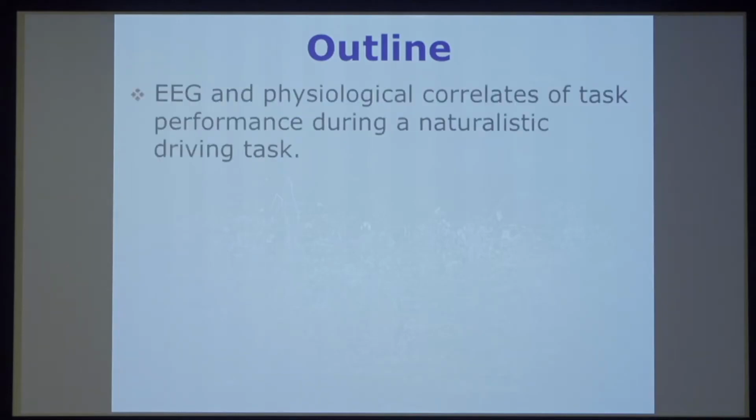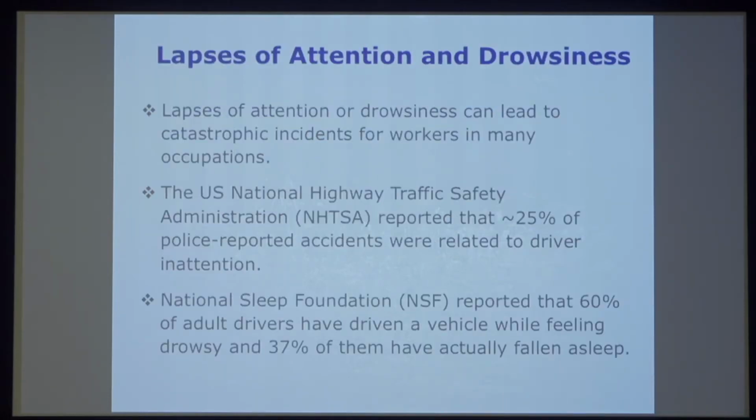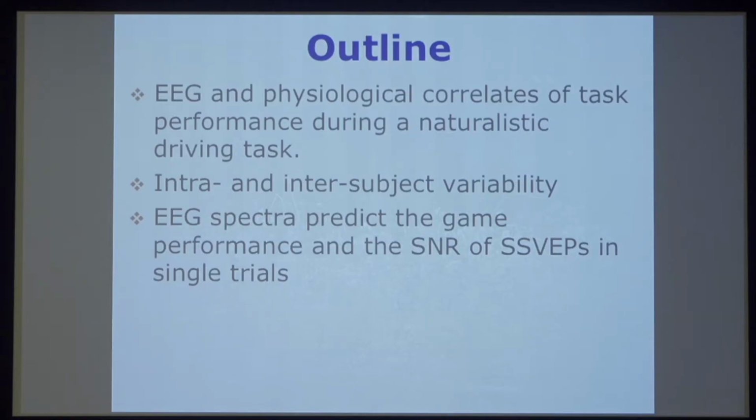The next slide shows the outline of my talk. The first and second parts are going to focus on human performance. Particularly, I want to narrow down what I'm going to focus on: the effects of cognitive state changes on the task performance of normal subjects. And in the last part of my talk, I'm going to show you some recent studies showing that the EEG spectrum can predict gaming performance and the signal-to-noise ratio of steady-state visual evoked potentials in single trials.